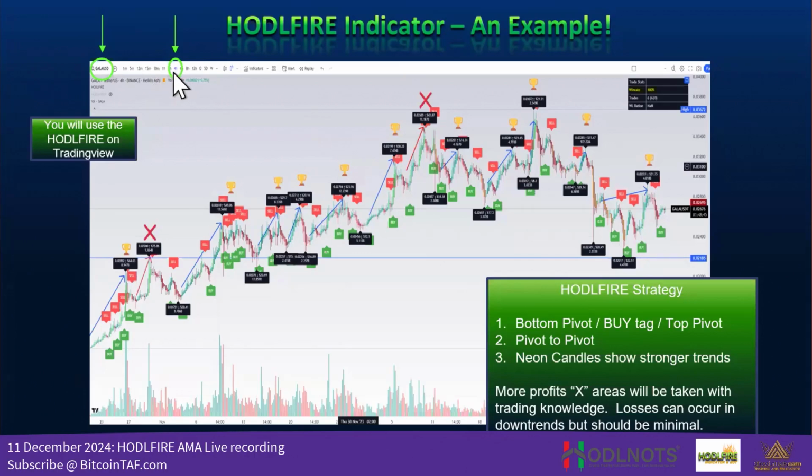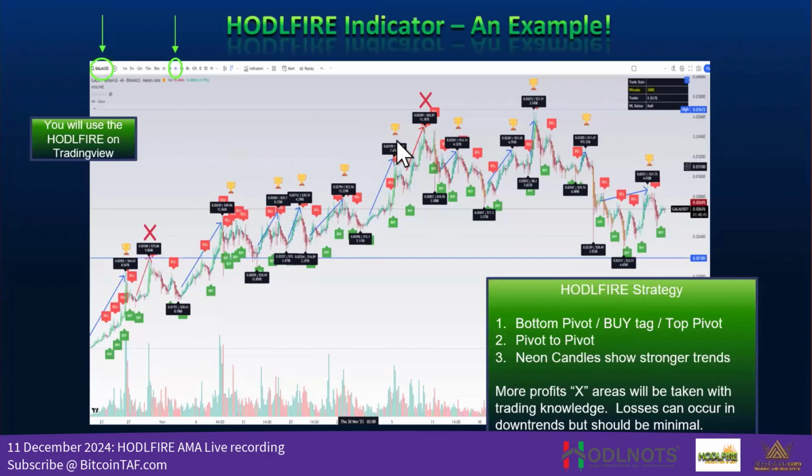Now, this is on a 4-hour time frame on a coin called Gala, which is an exceptionally great coin to use on the HODLFIRE consistently. The strategy will tell you that you're going to buy on the bottom, sell at the top, buy on the bottom, sell at the top, and repeat the process over and over and learn to trust the pivots.